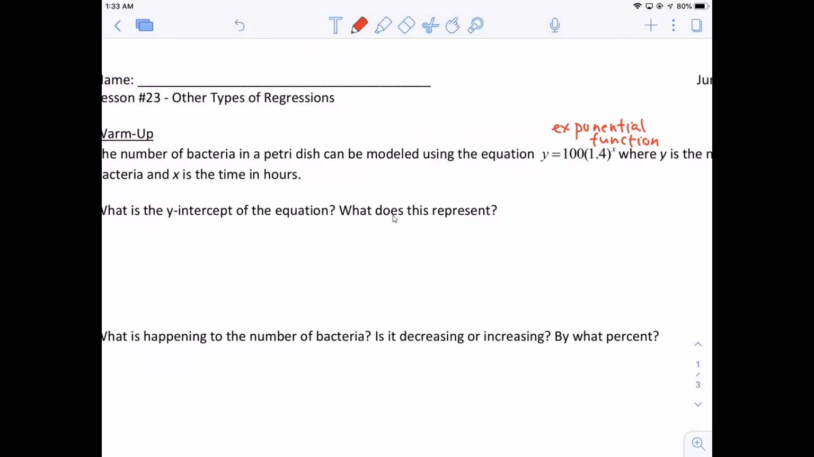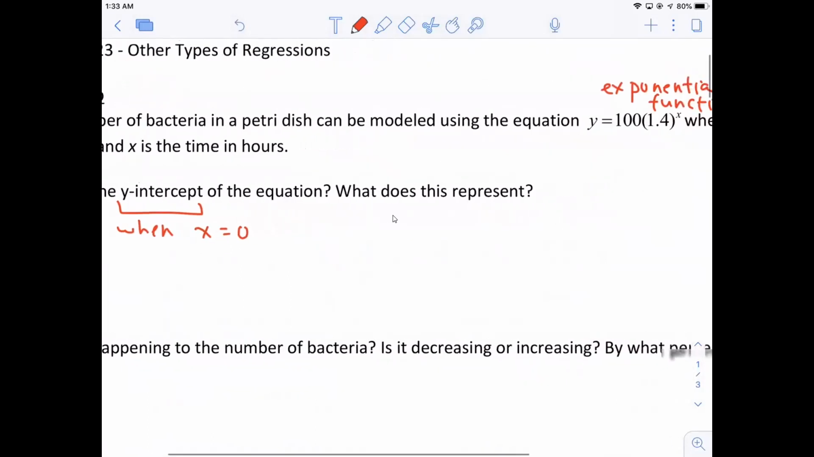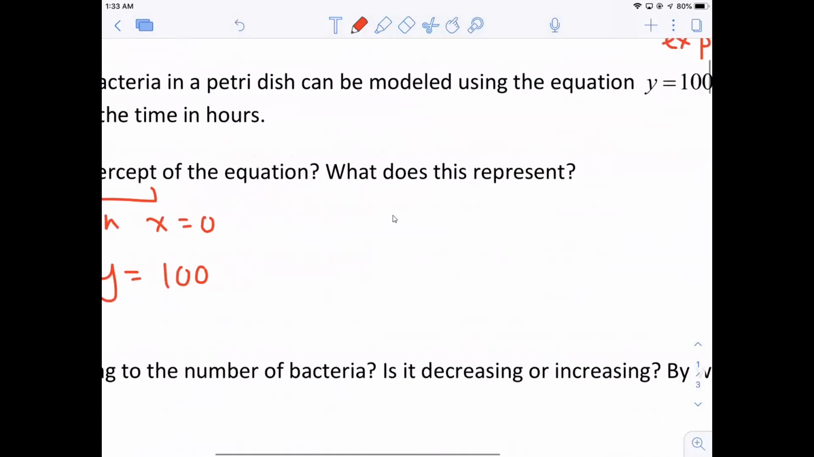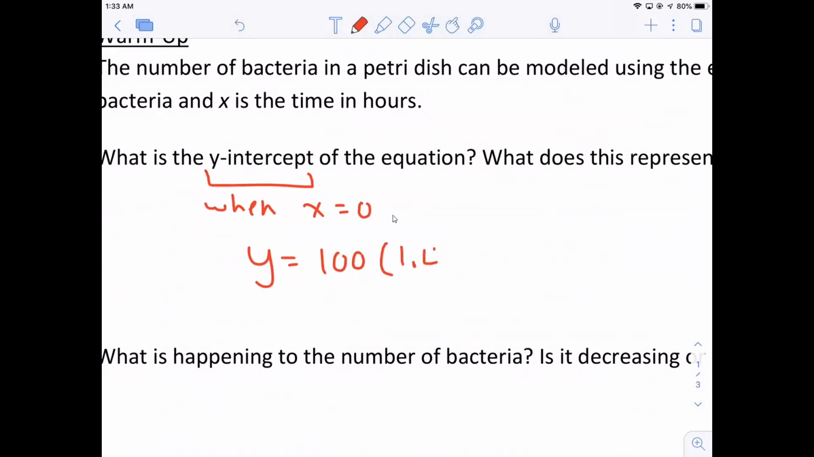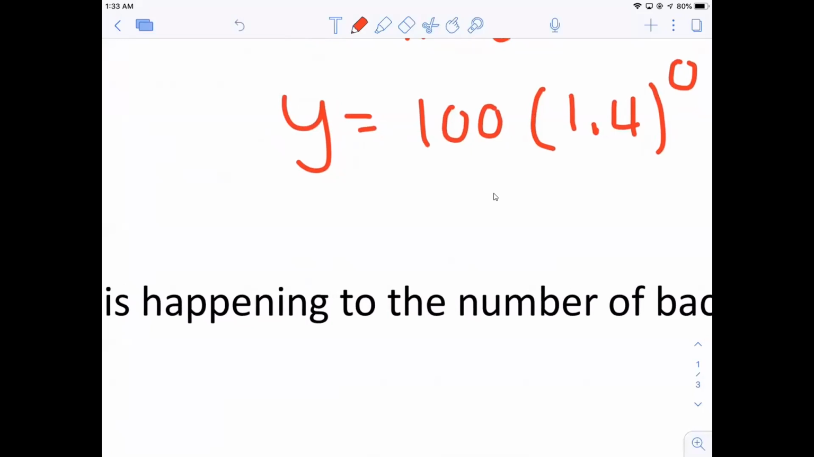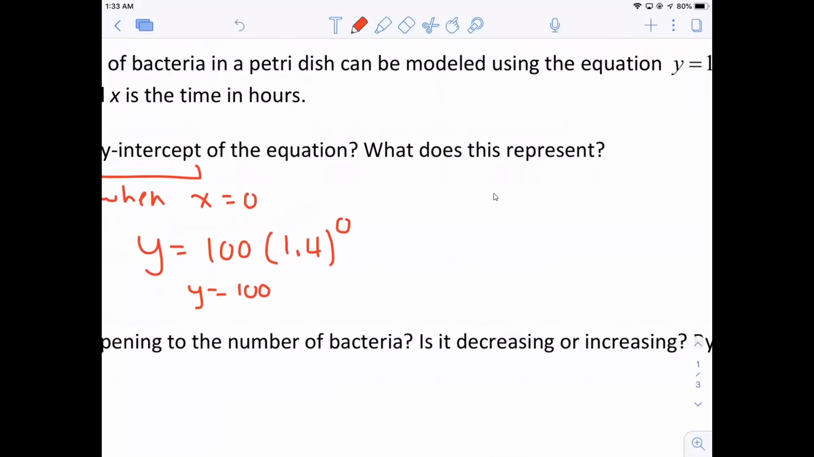If you forgot about exponential functions, we can still figure out the y-intercept because we know the y-intercept is when the x value is equal to 0. So all we've got to do is plug in a 0 into this function, and we get y equals 100 times 1.4 to the 0 power. And hopefully you know that anything to the 0 power is equal to 1. If you forgot that, you can type it straight into your calculator, and you will get 100. So the y-intercept is 100. Or more precisely, you can write it as a coordinate, (0, 100).